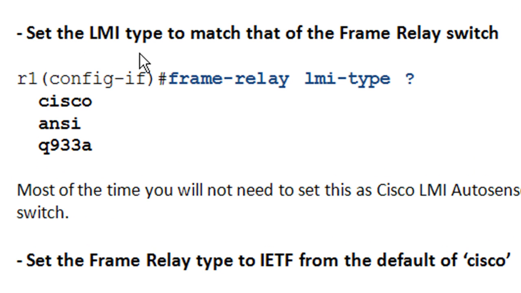You may need to set the LMI type to match that of the frame relay switch. Not really such a big deal anymore, because frame relay on Cisco devices will use LMI AutoSense. I just kind of described that feature. It's going to send out one of each of these different types, and that's going to set the interface to use whichever type the frame relay switch responds to, because that's what it speaks. So a lot of times you're not going to have to set this, but just know that if you do need to set it, for troubleshooting, or say that they have some crazy switch that doesn't want to play with Cisco LMI AutoSense, you can manually set that.